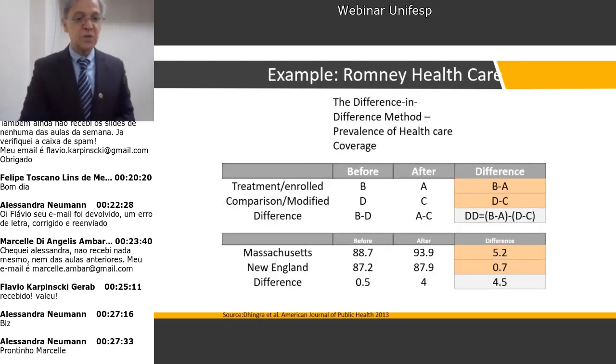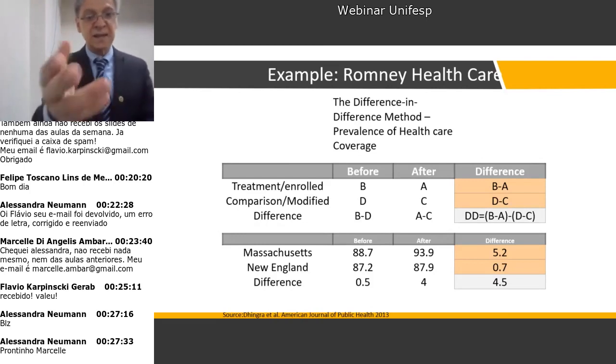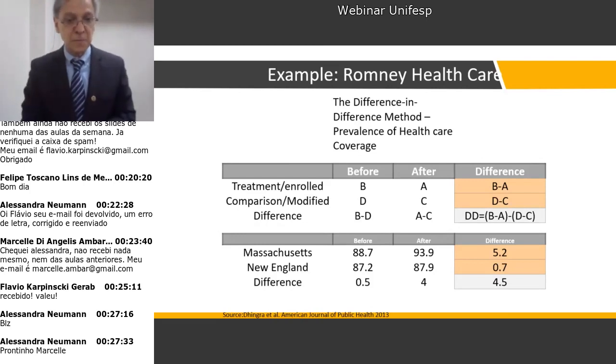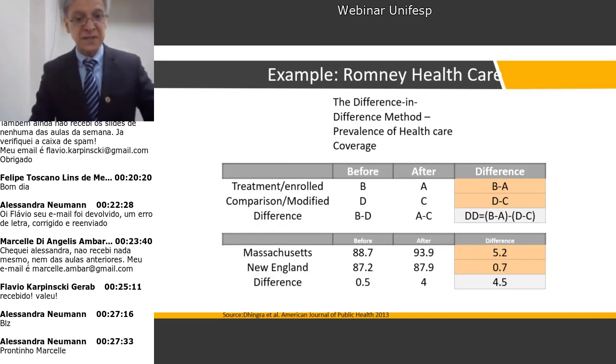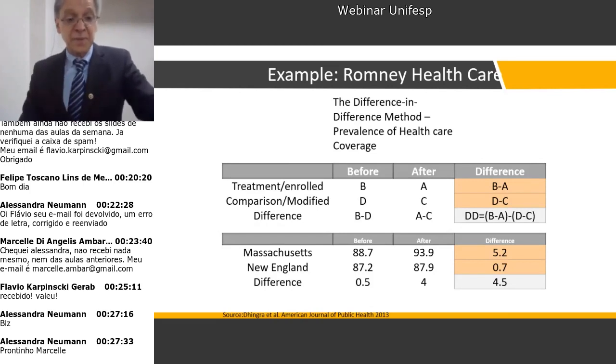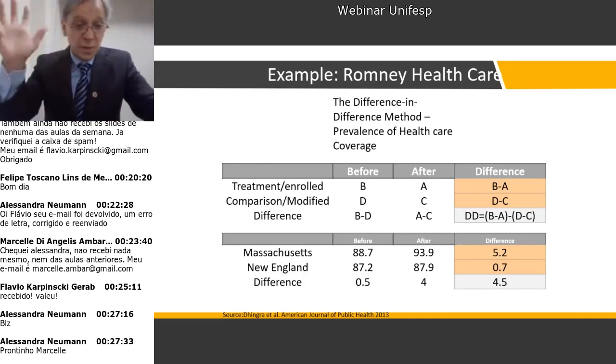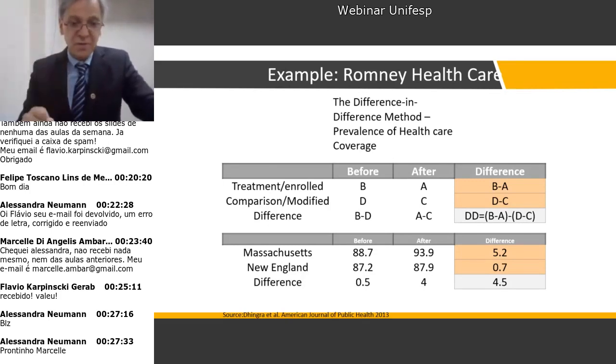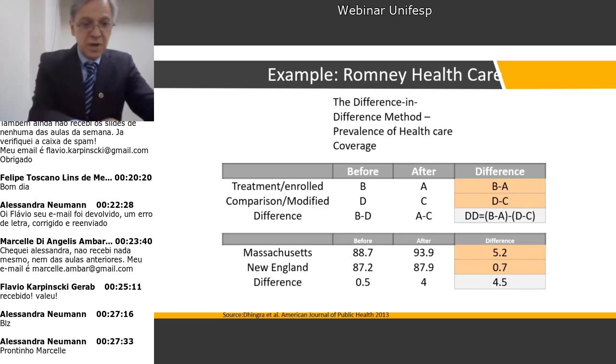Usually I present something like that, and I did the Romney healthcare for you. The difference in difference measured prevalence of healthcare coverage after the implementation of the program. This is not your 2x2 table, folks. This is something different. Before and after, the comparison group, and then you have your difference in difference. So you got Massachusetts, that's the intervention.